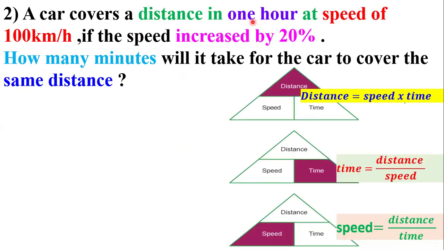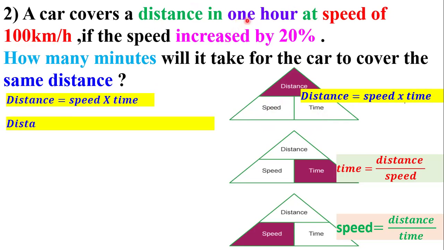Of course, we need to keep in mind the triangular formula for the speed, distance, time relationship. Distance is equal to speed times time, time is distance over speed, and speed is distance over time. By applying this formula, distance is equal to speed times time. Speed here in the first case is 100 km per hour, and time is 1 hour. So we can calculate the distance.